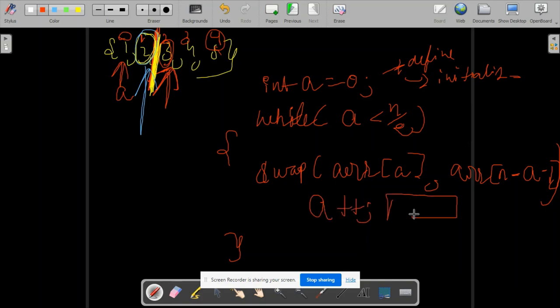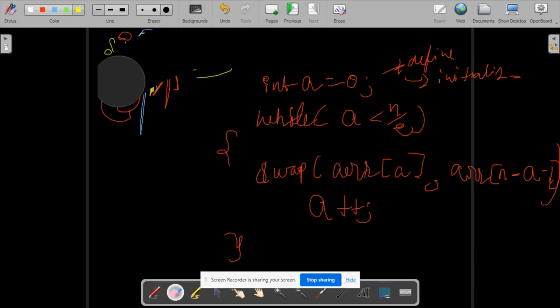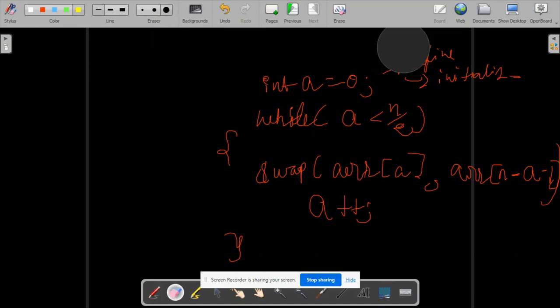What is the thing that is missing here? Earlier you were doing b minus minus also, but there is no b now. You have just taken one pointer, so you are simply talking in terms of a. That's why you're not using b minus minus. So let me dry run this code for you to show you how it works.